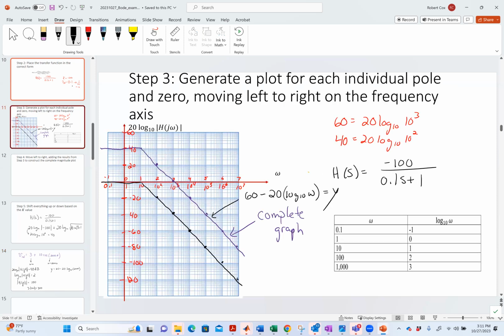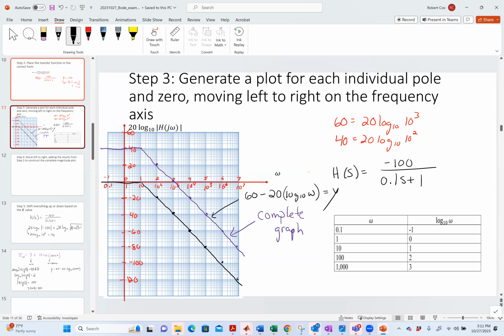What I know without going through that math is that approximately, going from 1,000 to 2,000 is going a third of a decade. So I'm just going to eyeball that.